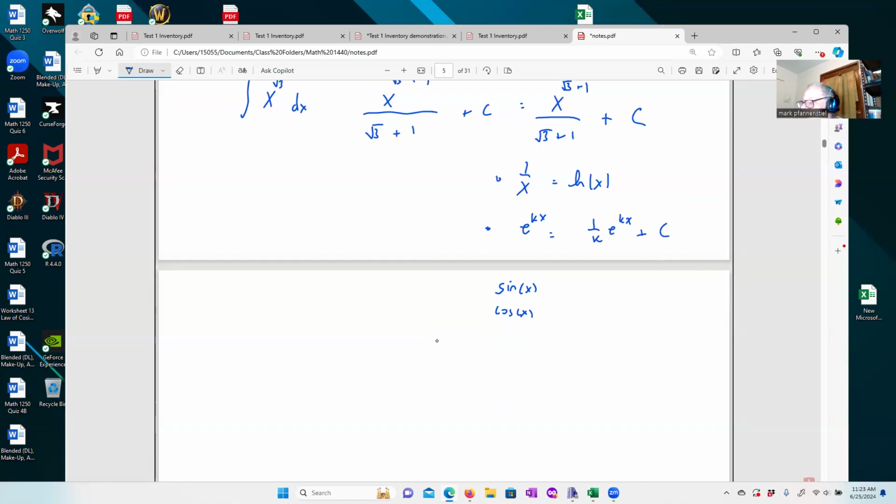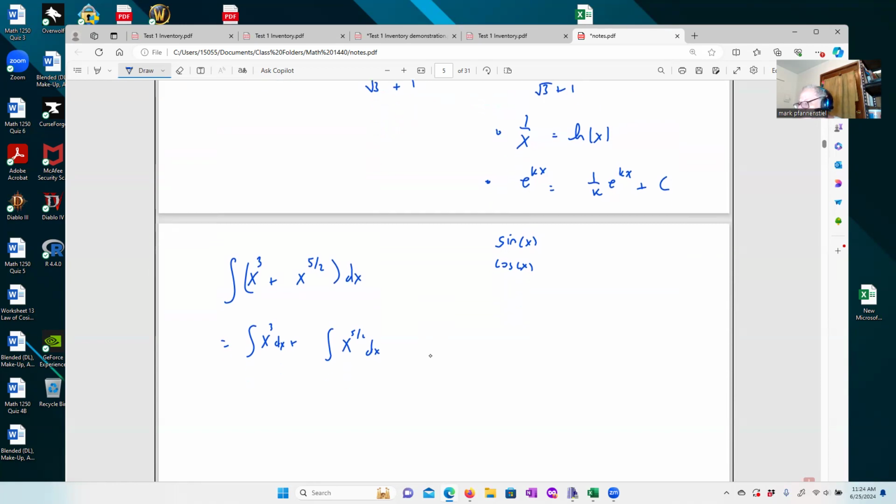Just like derivatives, if I wanted to take an integral of x to the 3 plus x to the 5/2, we can separate this out into two different pieces. We can say this is the integral of x cubed plus the integral of x to the 5/2 dx. We can integrate each one of these things by themselves.